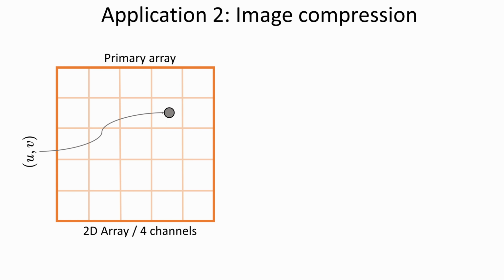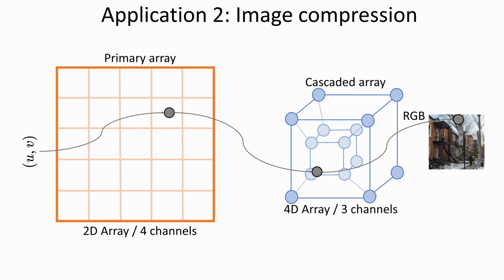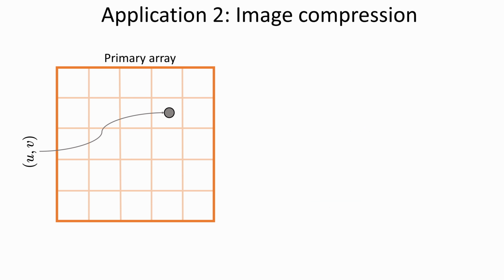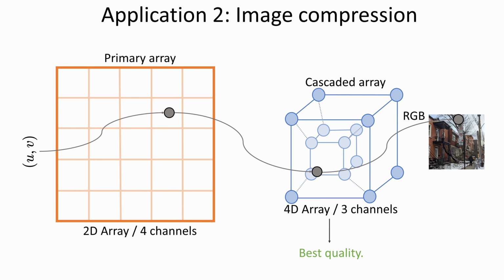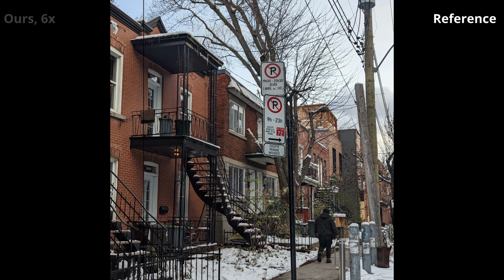The next application uses differentiable indirection for image compression. Here we use UV coordinates to query a 2D primary with 4 channels, while the cascaded is a 4D array storing the output RGB values. Our empirical observations show that increasing the dimensionality of the cascaded array improves the quality of the output at a given compression. Here we show the output of our technique at 6x compression.